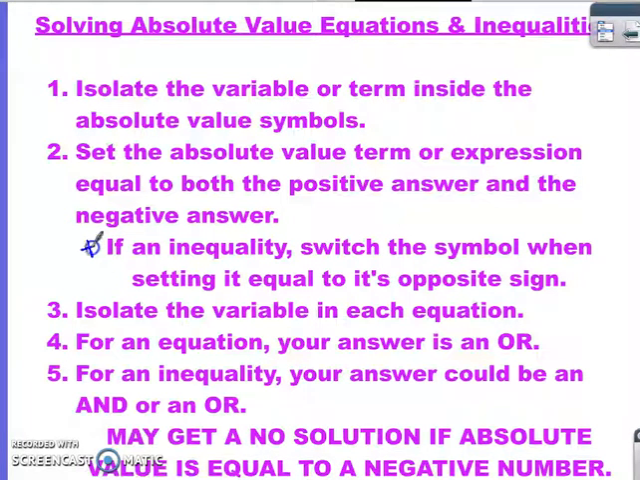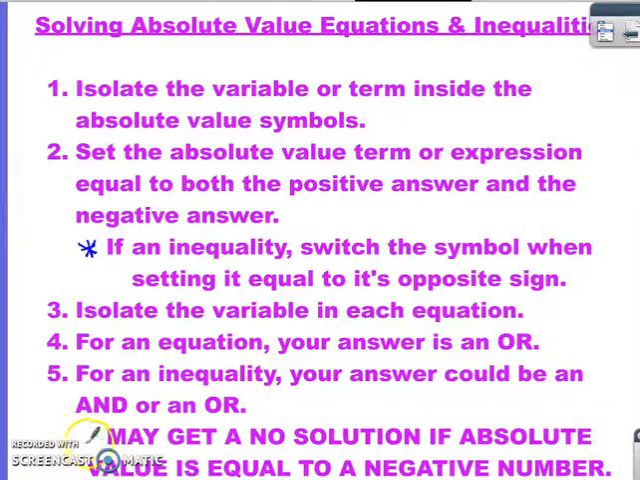We're going to work on the inequality tomorrow. You're going to isolate the variable in each equation. For an equation, your answer is an OR, meaning you're going to have one number or the other number. It could be one or the other. For an inequality, this could be an AND or an OR. We'll get to that tomorrow.